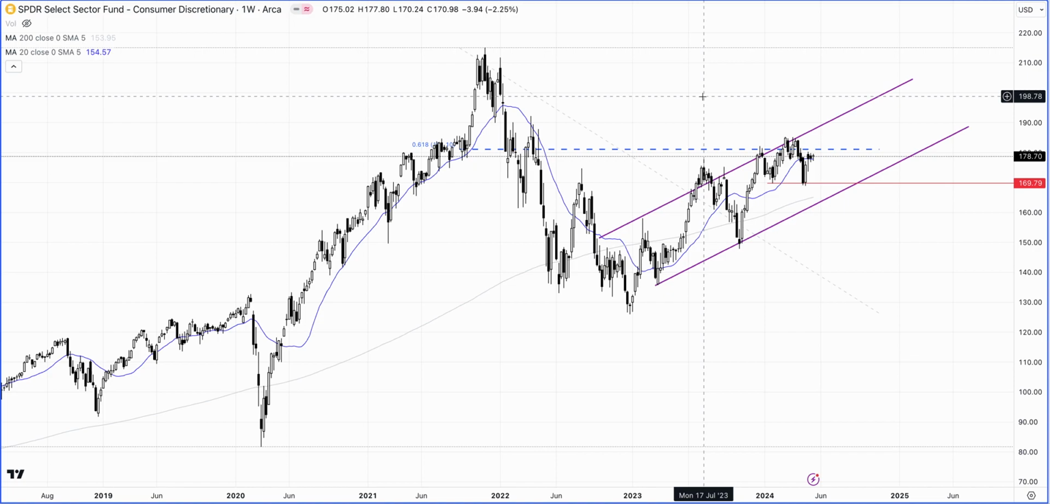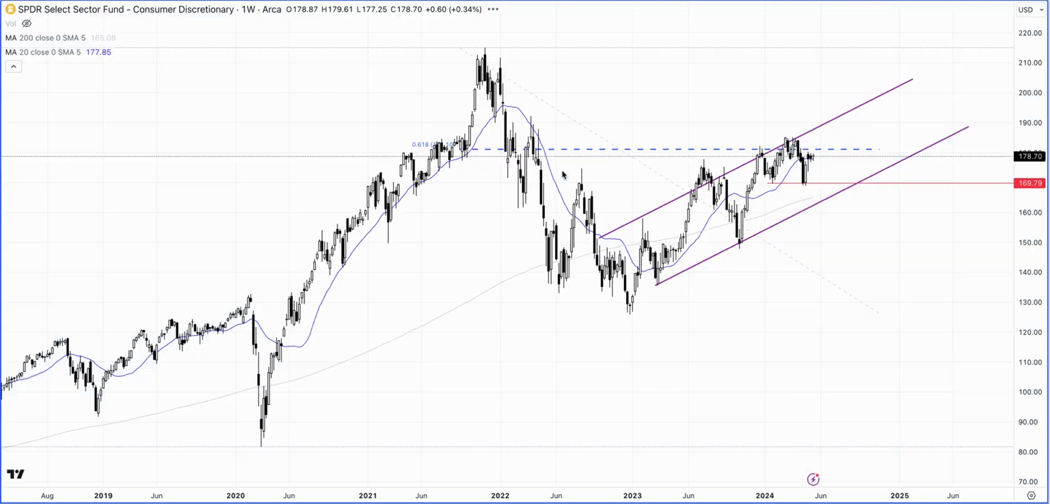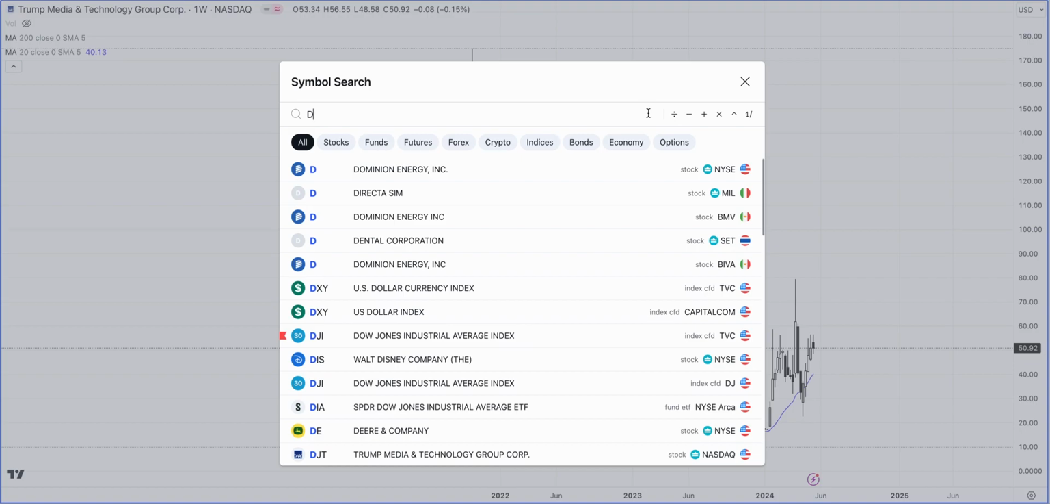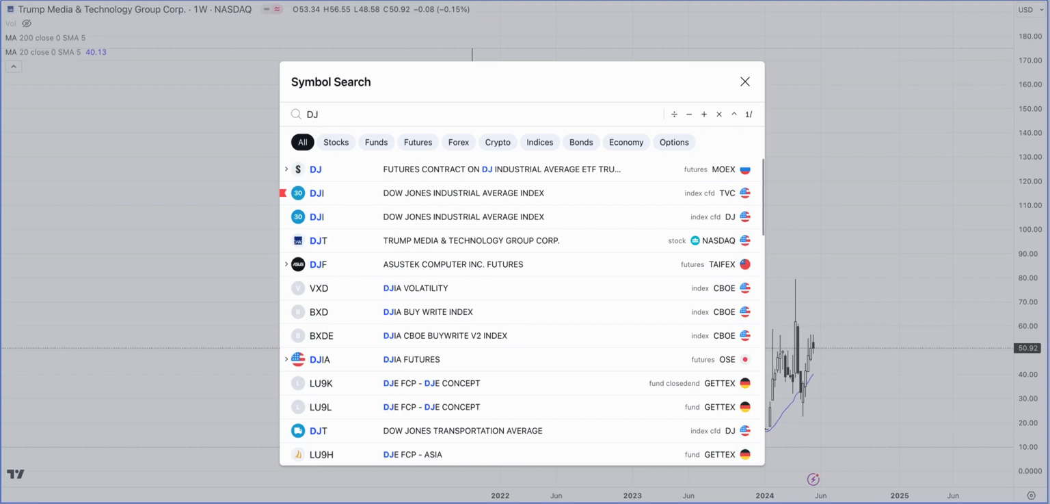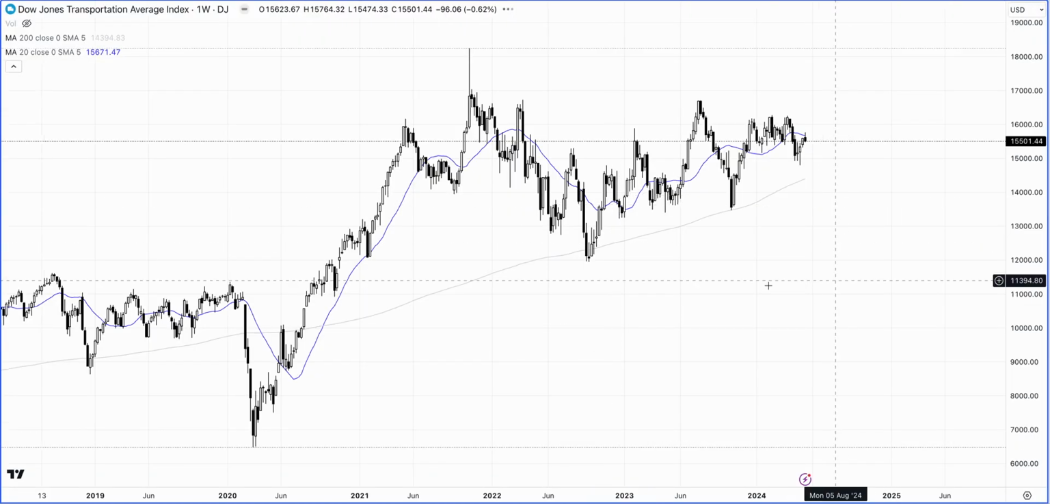And then also we are going to take a look at Dow Jones Transporters. Oops, not this one, sorry. Yeah, this is the one.